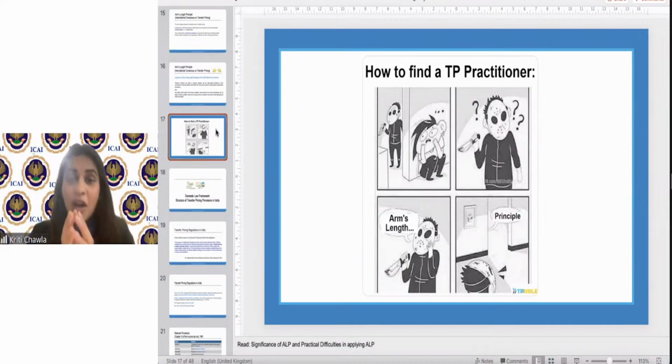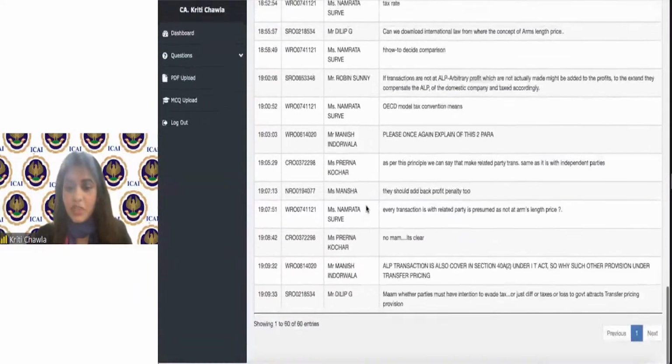The only reason that I actually devoted a lot of time to the arm's length principle is because it is the basic principle in transfer pricing. You cannot do transfer pricing if you do not know what exactly the arm's length principle is. So I thought I'll devote a lot of time to discussing what exactly the arm's length principle is.